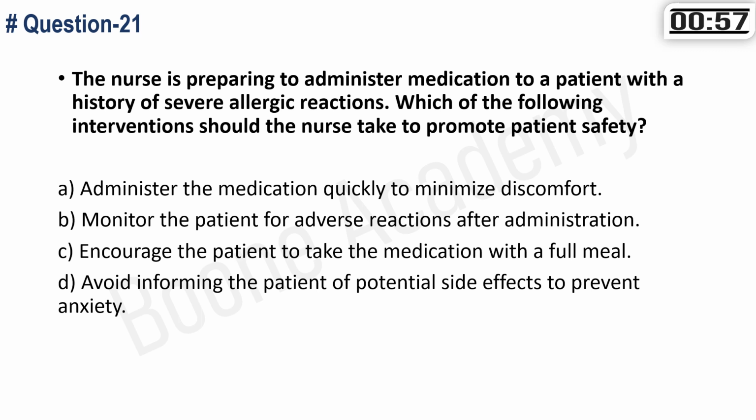Question 21. The nurse is preparing to administer medication to a patient with a history of severe allergic reactions. Which of the following interventions should the nurse take to promote patient safety? A. Administer the medication quickly to minimize discomfort. B. Monitor the patient for adverse reactions after administration. C. Encourage the patient to take the medication with a full meal. D. Avoid informing the patient of potential side effects to prevent anxiety. You have 1 minute to answer your question.